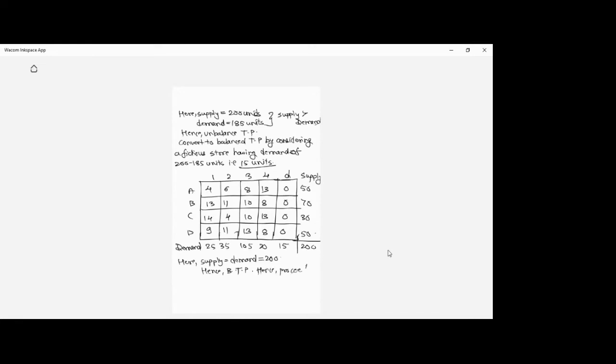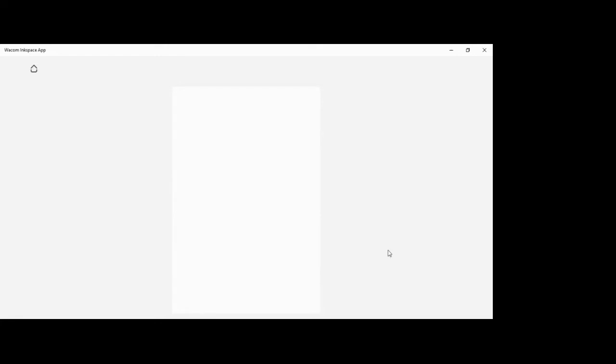So what should be the next step? Next step should be finding the initial basic feasible solution. Now all these steps remain the same, right? So I'm hoping that you have understood this particular step. Let's solve this problem ahead, right? So finding initial basic feasible solution. I'll be drawing it properly.